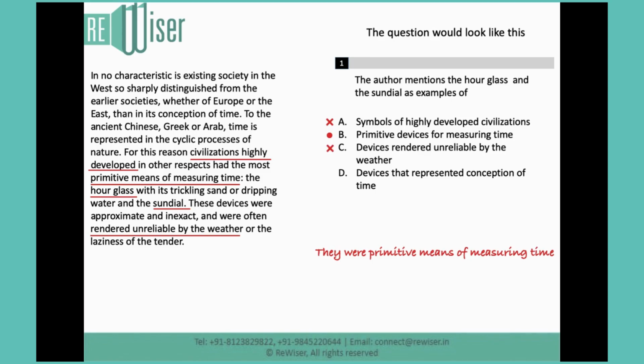And then D, devices that represented conception of time. Conception of time is mentioned here, so let me look at what is being said. "In no characteristic is the existing society in the West so sharply distinguished from other earlier societies, whether of Europe or the East, than its conception of time." So this is talking about present day societies, whereas these two are talking about highly developed societies which did not have good means of measuring time. So I know D is also out, and therefore the answer is B.